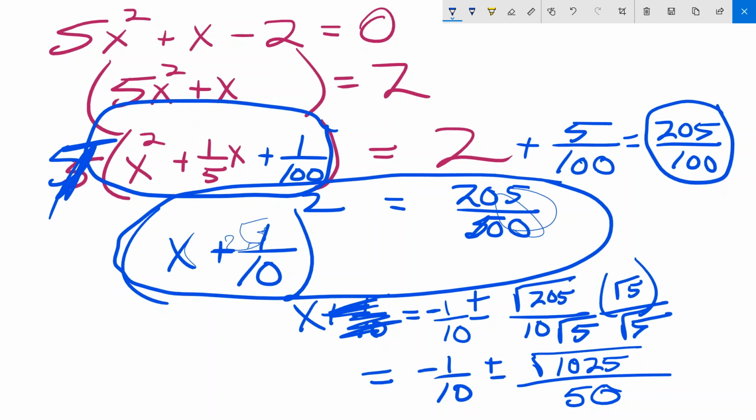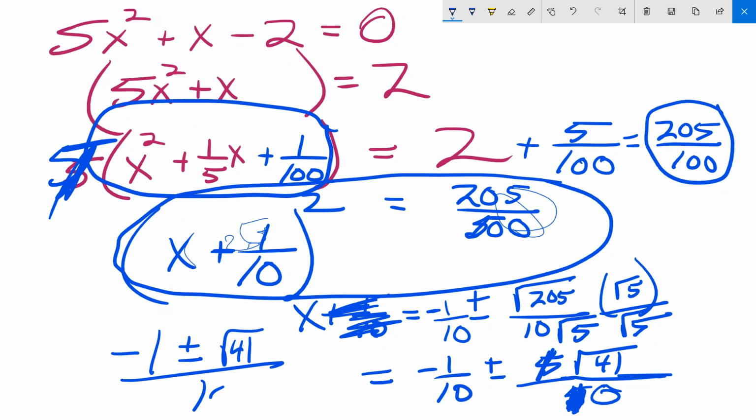Yeah. And so if I divide the numerator by 25, I get 41 times 10. So I think I can write this as 5 root 41. And then that 5 cancels with that 5. Now my final answer is going to be x equals minus 1 plus or minus root 41 all over 10. Follow all of that?